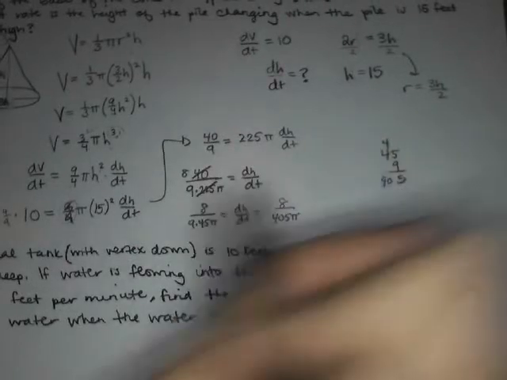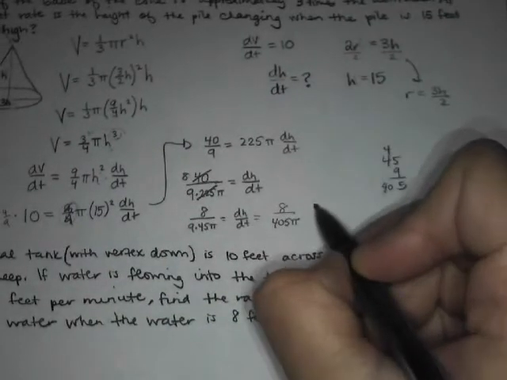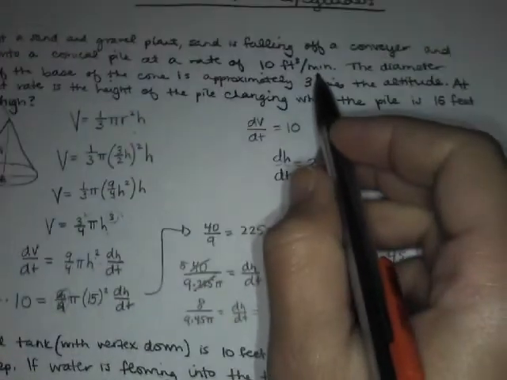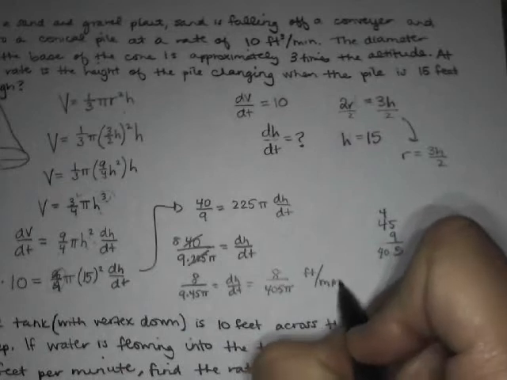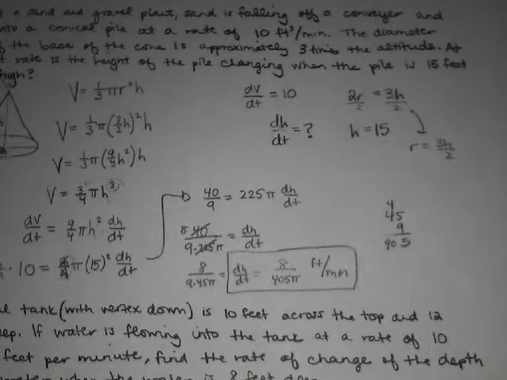And what's our unit? Feet per minute. Your height has been given in feet. Our unit of time, based on our volume, was minutes. Good. Any questions on that?